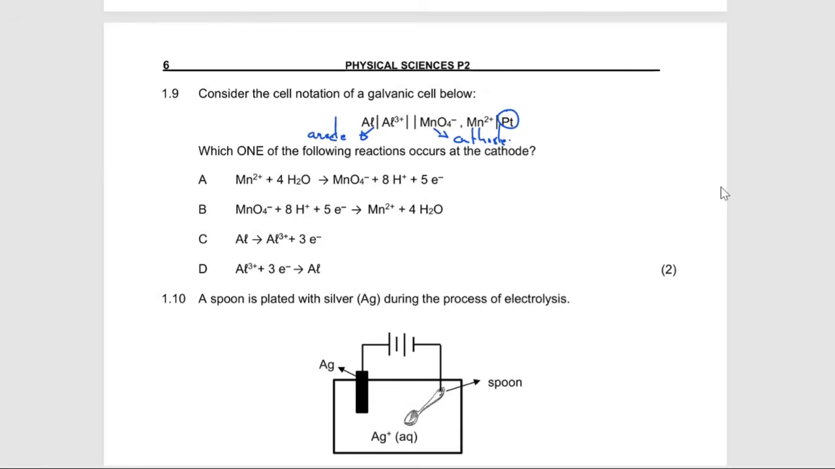Then after that, we also need to know that here at the anode there is an oxidation. So it means oxidation occurs here. Here we are going to experience oxidation. Then on this other end here, we are going to experience reduction. So having that information, this says which one of the following reactions occurs at the cathode.